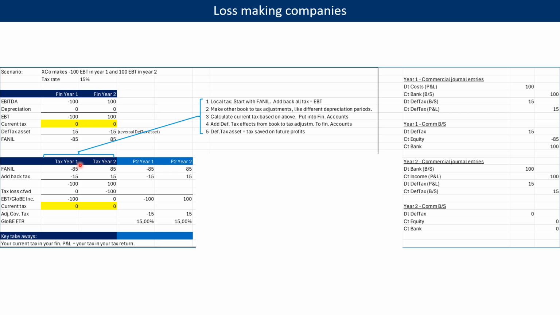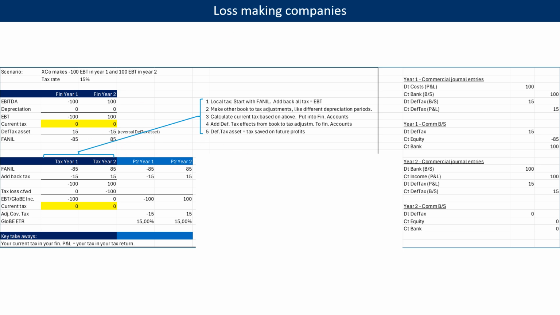So to summarize, for our local tax return, we start with a final, we add back the taxes, we end up with the EBT, or we simply start with the EBT. We make any other book to tax adjustments like different depreciation periods and all that stuff. We calculate the current tax that we have to pay. We put the current tax into the financial accounts, right? Then we add any deferred tax effects from book to tax adjustments to the financial accounts. And then we have a deferred tax asset in this particular case because we will save taxes on future profits.